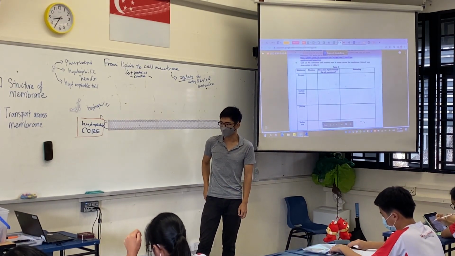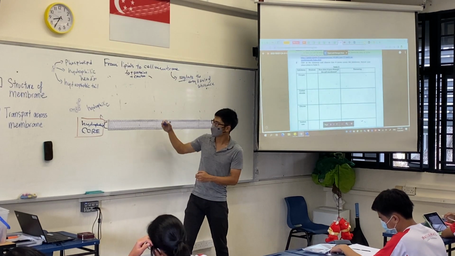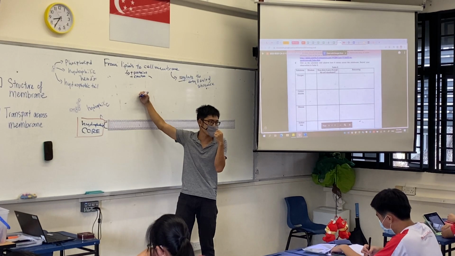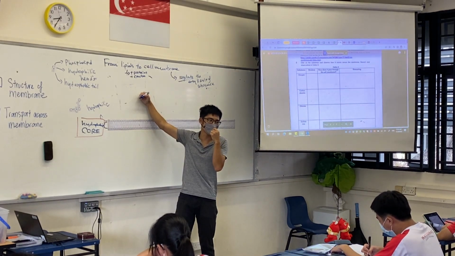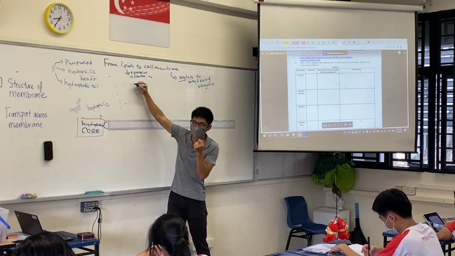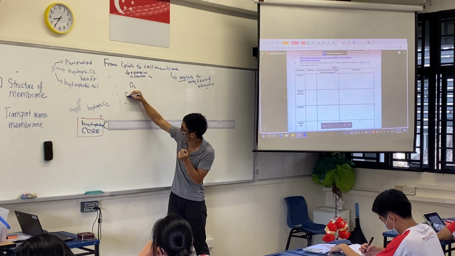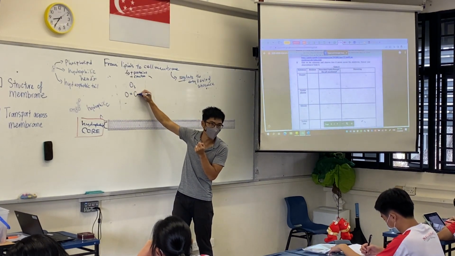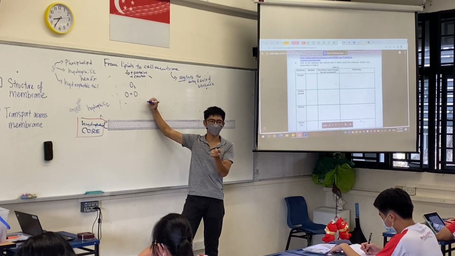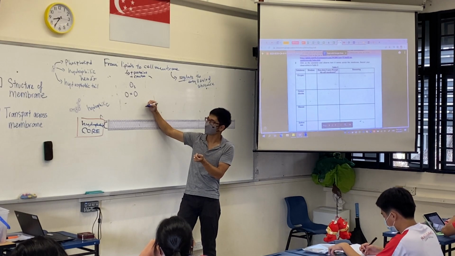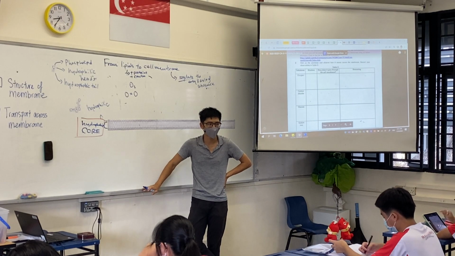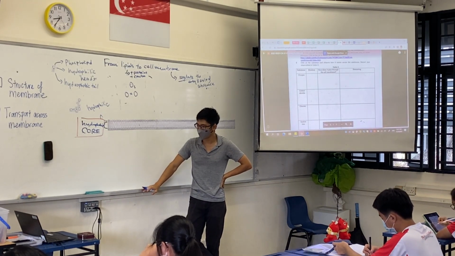Okay, let's try the first one out together. First and foremost, oxygen. What is the structure of oxygen? Are you able to draw the structural formula out? Oxygen is O, double bond, O. Correct? So, oxygen, can you write down the structure? We do the first line together. Oxygen: O, double bond, O.